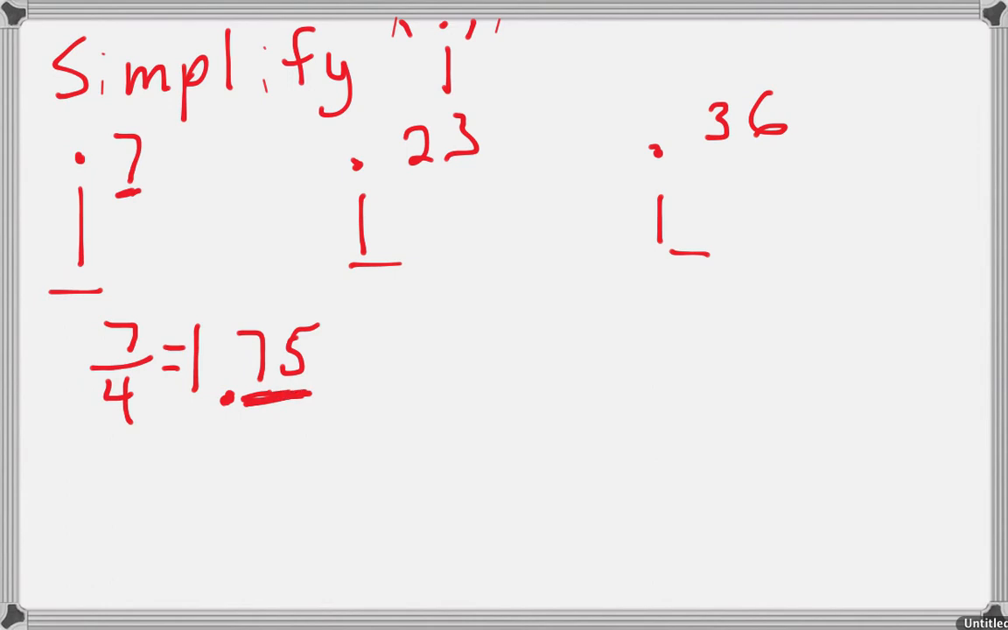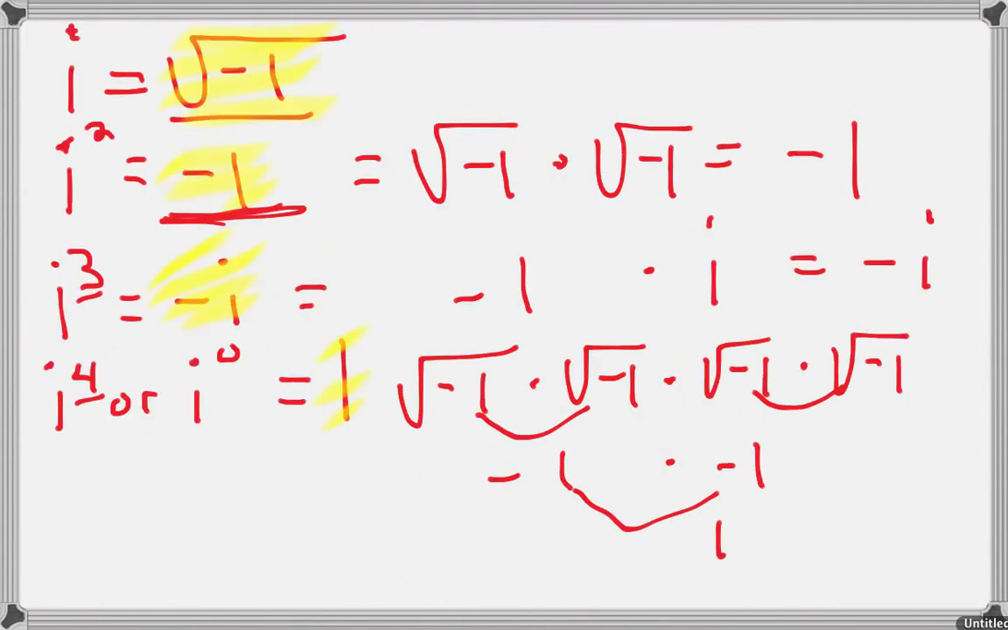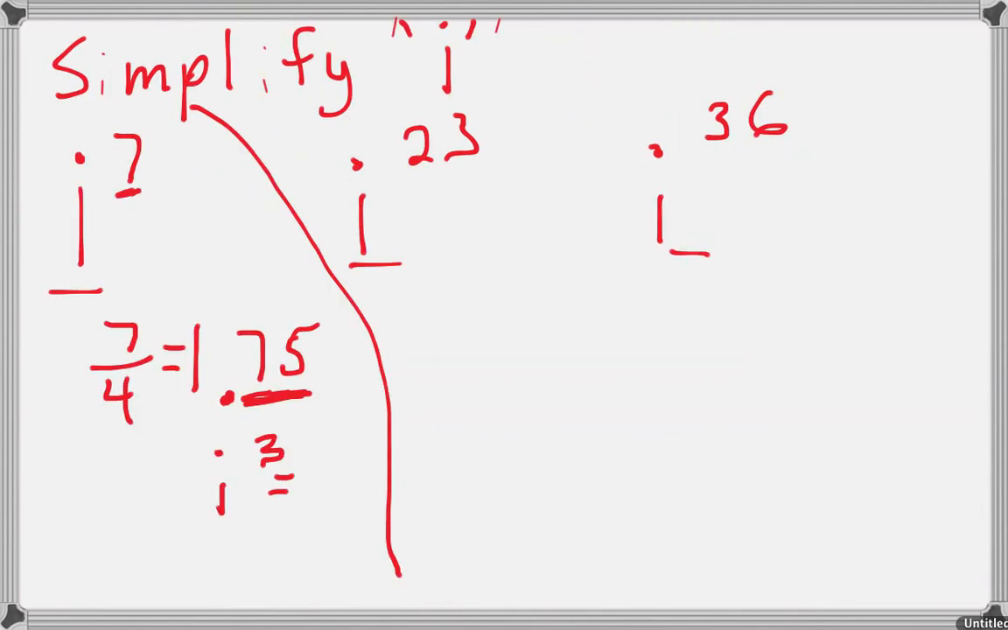Well, let me go back a little bit. How many quarters equal 75 cents? 3. So i to the 7th, you can reduce this down. I'm going to separate this out to i to the 3rd. Well, what do we know about i to the 3rd? i to the 3rd equals -i. So there is my answer, -i. So it's all about the decimal.